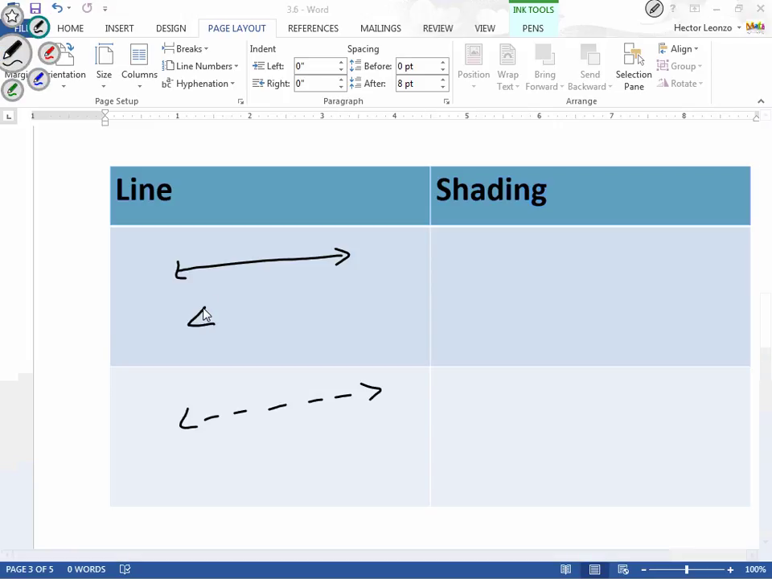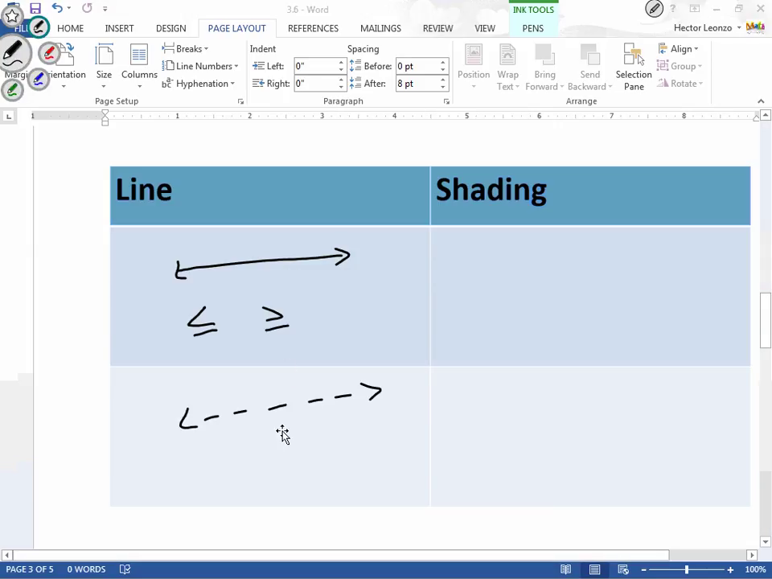So I'm looking at less than or equal to, greater than or equal to. Whenever it has the little line at the bottom, my line will be solid, and the reason why is because the line is included as part of the solutions. So once again, if it has the little line at the bottom, my line will be solid.